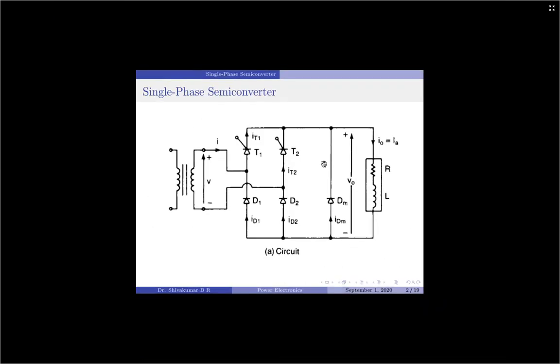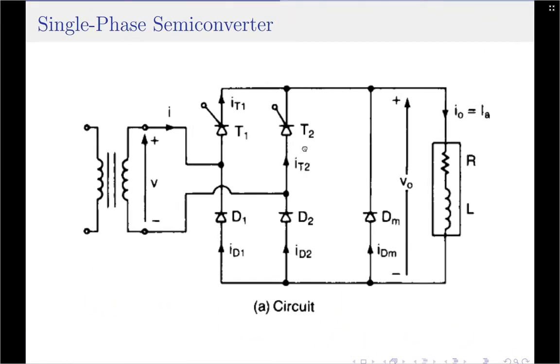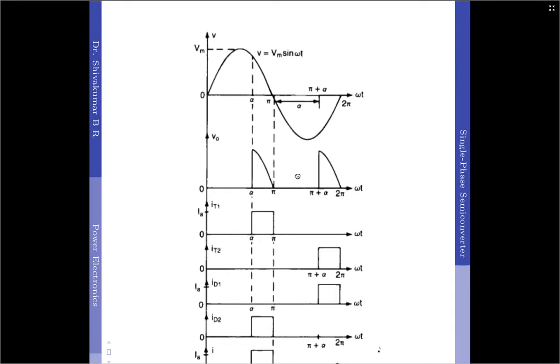Right. In the negative half cycle of the input supply, thyristor T2 and diode D1 will be forward biased. However, thyristor T2 will conduct only when a gating pulse is provided to it, just like how we have given a gating pulse for thyristor T1. So between the start of the negative half cycle till the thyristor T2 is triggered, this will happen at omega t equals pi plus alpha. You can see this is where the thyristor T2 is triggered.